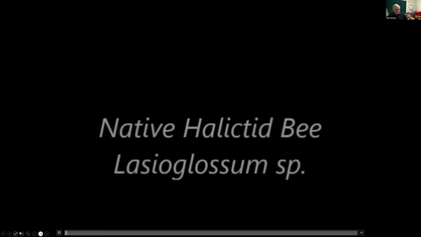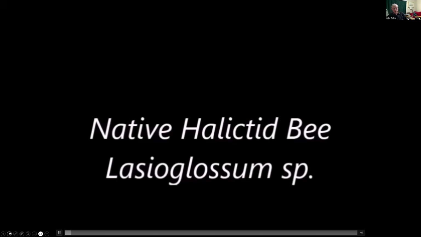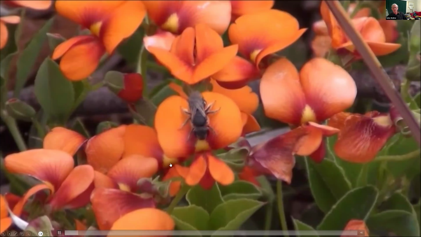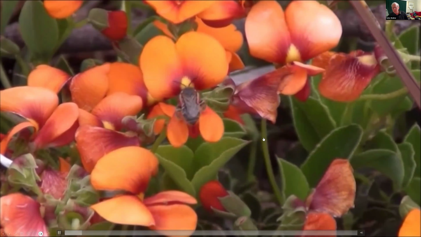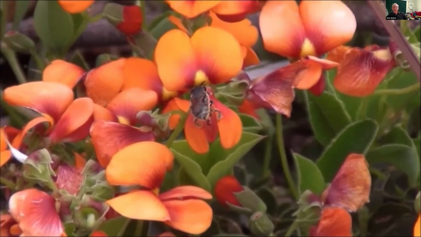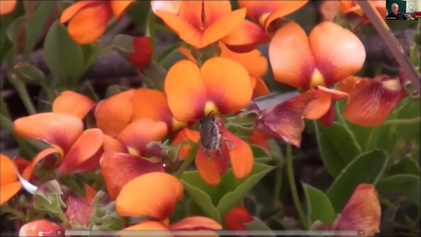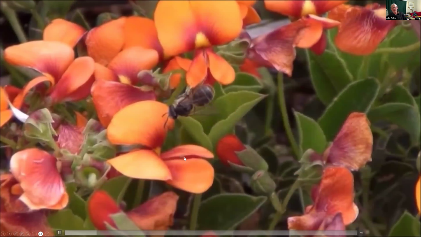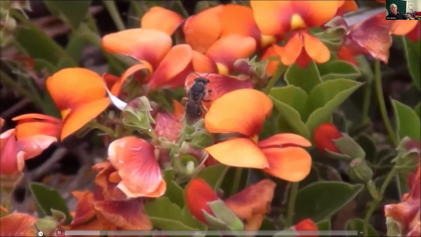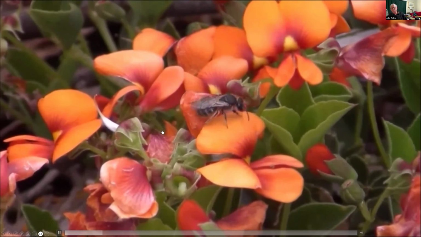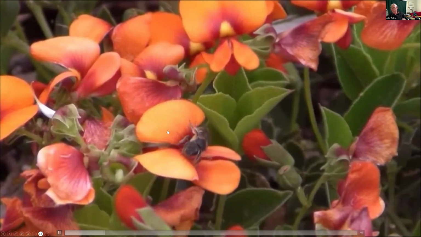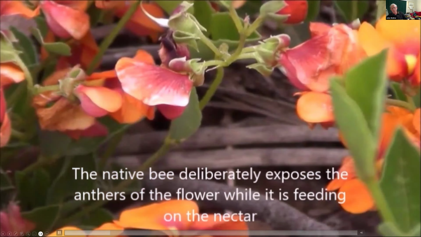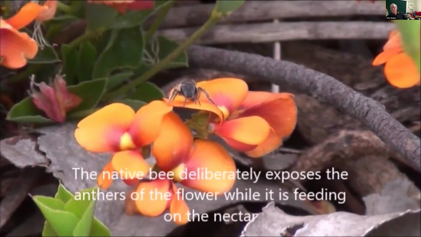This is a little video, and it only goes for a couple of minutes. I might hurry it along. Oh, we've got sound. That's good. Excuse the sound of the cars driving past. Here's a little native Lasioglossum. You can see it has a very deliberate action when it comes to feed on the Pultenaea flowers here, a little native pea. Each flower it comes to, it lands on the wing petals. It's very hard to track these things with the camera when you're doing it.